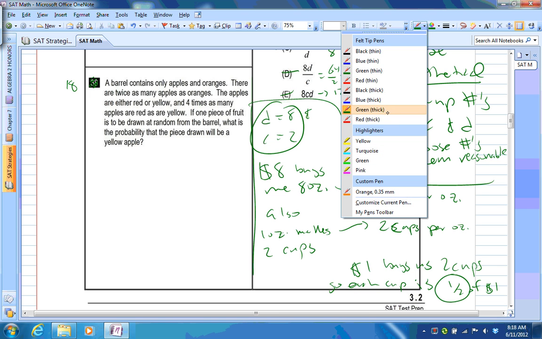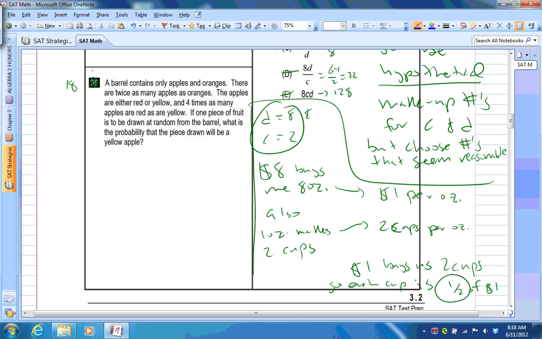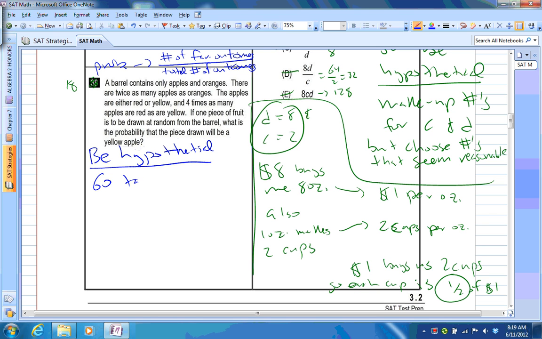Okay, sounds confusing, but you know the concept. You've done probability many times. Remember, probability is the number of favorable outcomes divided by the total number of outcomes. Okay. So if we start with this one here, a barrel contains only apples and oranges. So again, be hypothetical. Even though you don't have any choices here, you don't have any letters, you can still be hypothetical. Say there are 60 total apples and oranges.